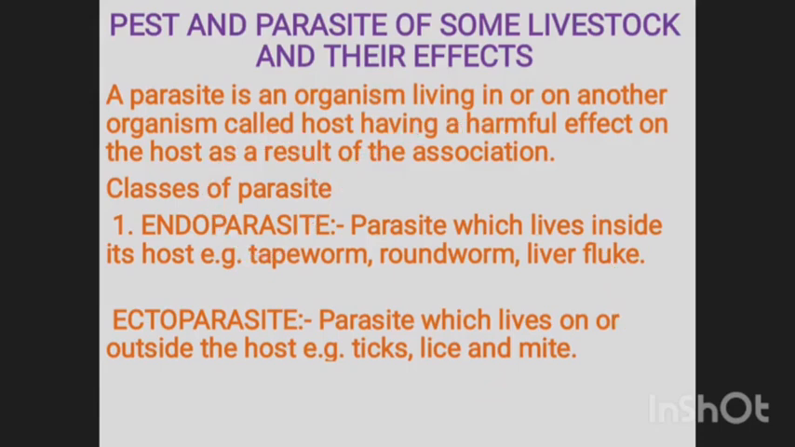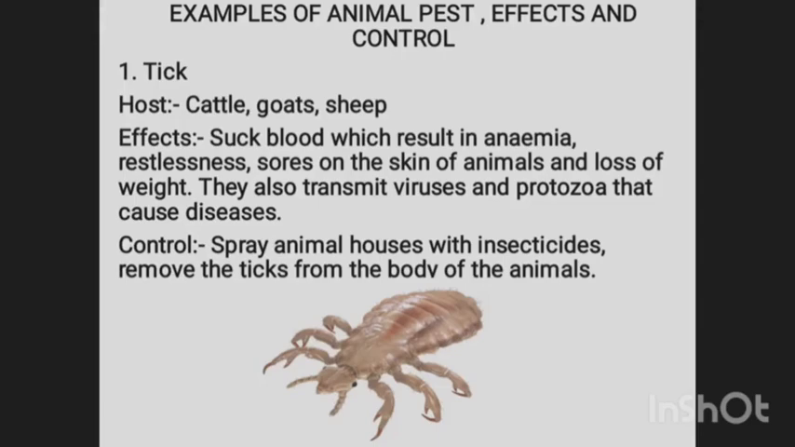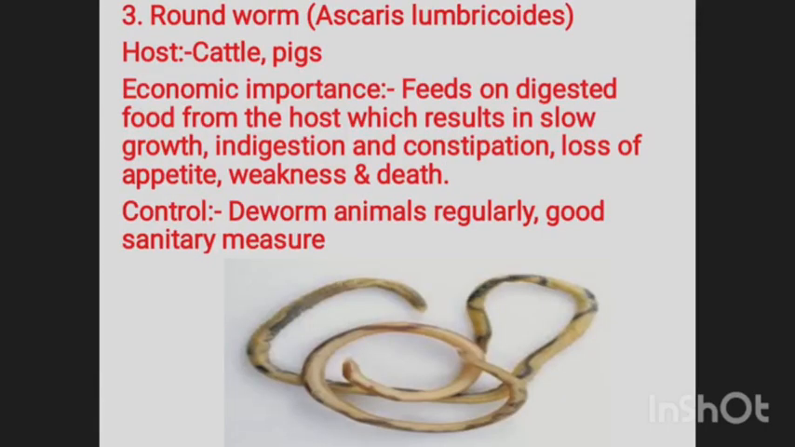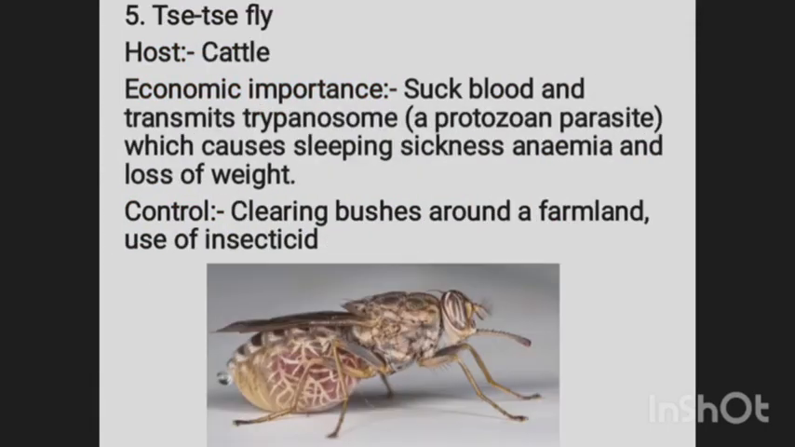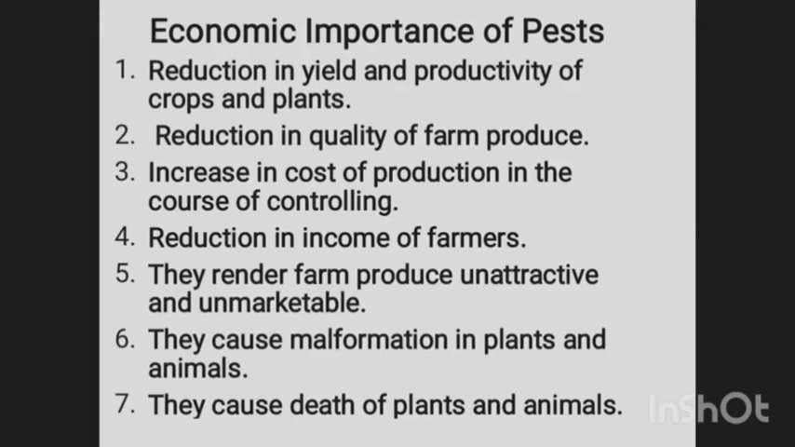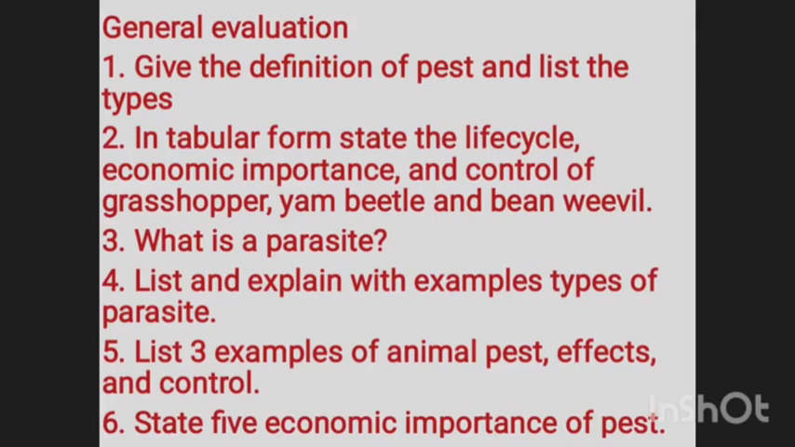We look at the pests and parasites of some livestock and their effects. We look at examples of animal pests, effects and control. We look at the tick, liver fluke, roundworm, lice, fly. I also look at the economic importance of pests in general. So you can play the video and pause it.